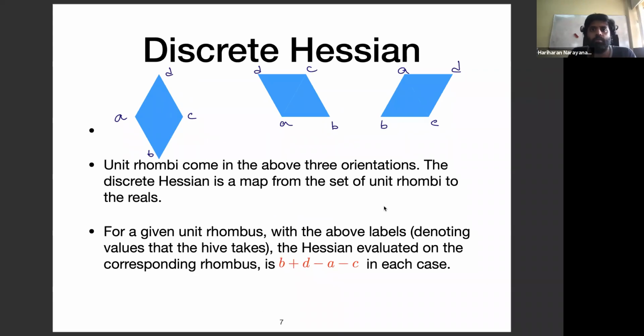I'll now introduce the term discrete Hessian. So the discrete Hessian is a map from the unit rhombi to the reals. And as you see, I've labeled them A, B, C, D, and the discrete Hessian is always simply B plus D minus A minus C, where B and D are on the long diagonal and A and C are on the short diagonal.